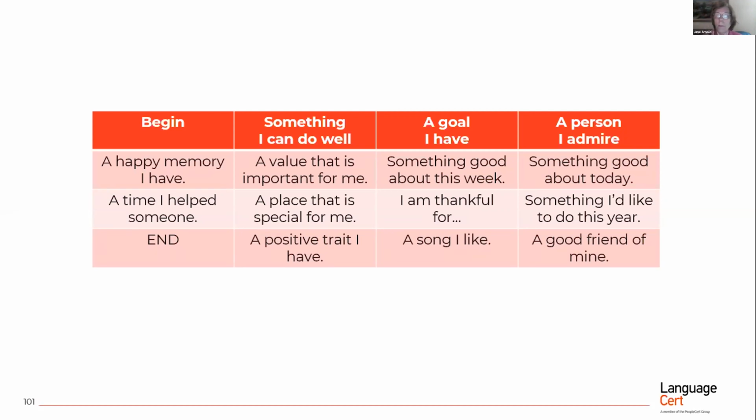Or if it comes up tails, they move two. And then they talk about the thing that is there: a goal I have, a value that's important, a place that's special, something about themselves. They each do this and then they go around again and again until they get to the end.